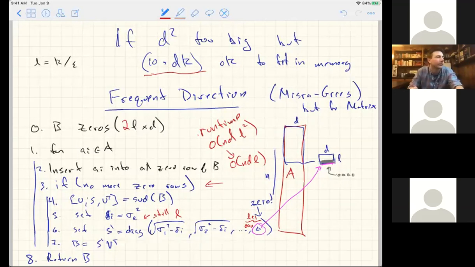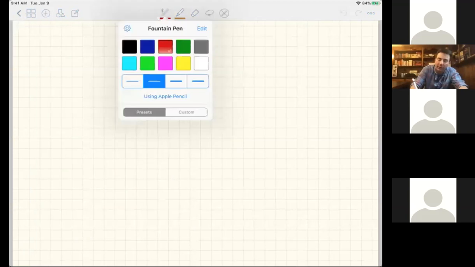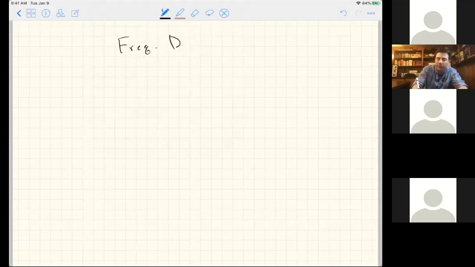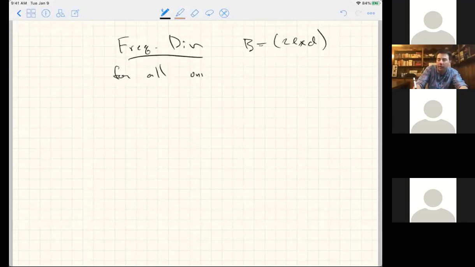Yeah. So let me quickly say what the bounds are here. If I run the Frequent Directions algorithm and I set L equals 1 over epsilon in this case, well, let's say with B equals 2L by D, then I'm going to guarantee that for all unit vectors x in R^D, I can look at what this value is.